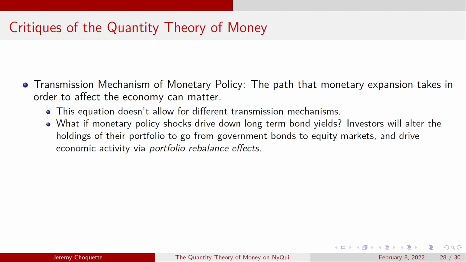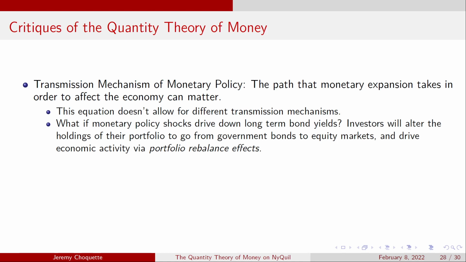Well, in that case, investors are going to be altering the holdings of their portfolios. Say they're holding a bunch of long-term government bonds. Those bond yields fall, and they're like, I don't think we really want to have this anymore. So they dump those long-term bonds, and they jump into private equity markets. And they end up driving economic activity via what's known as a portfolio rebalance effect, right?